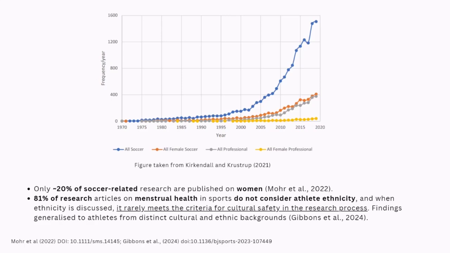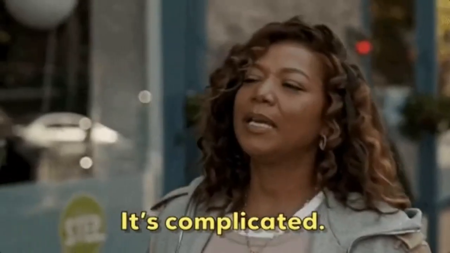nutrition. And when it comes to menstrual health, as a lot of the research has been around menstrual health and the menstrual cycle, 81% of that research does not consider the ethnicity of athletes. And when it does, it rarely meets the cultural safety criteria that it should do. So we've got some problems, we've got some issues that we need to solve within our female athlete research, and hopefully today I'm going to give you some tips and ideas and strategies to help solve those together.